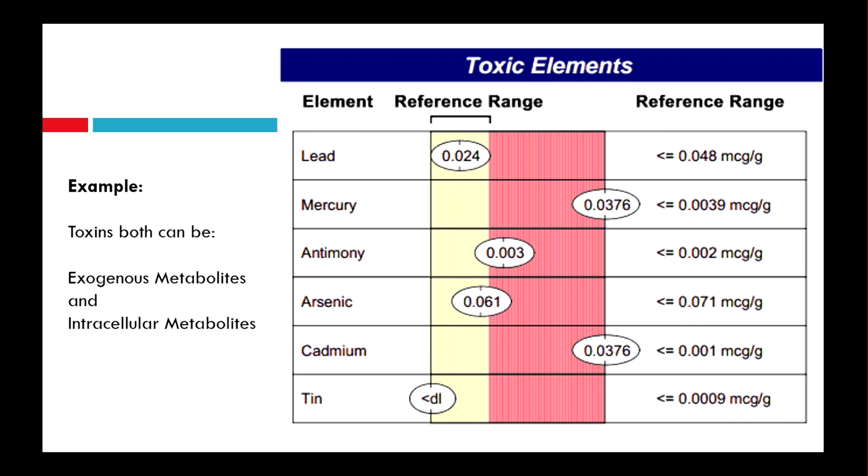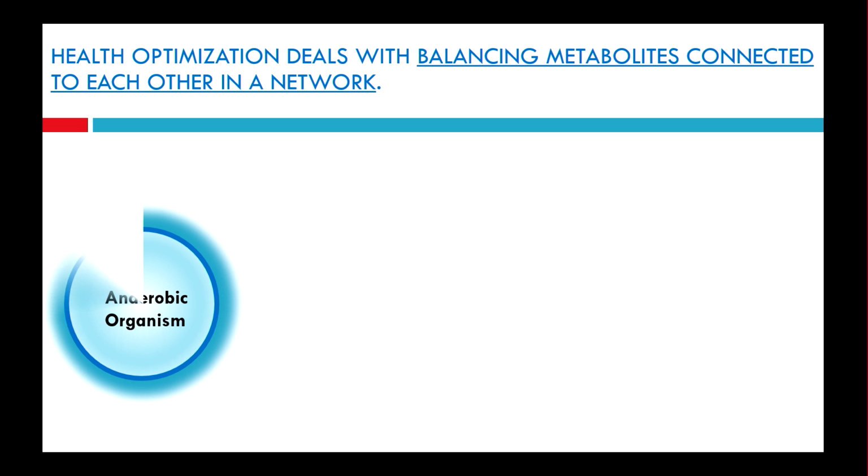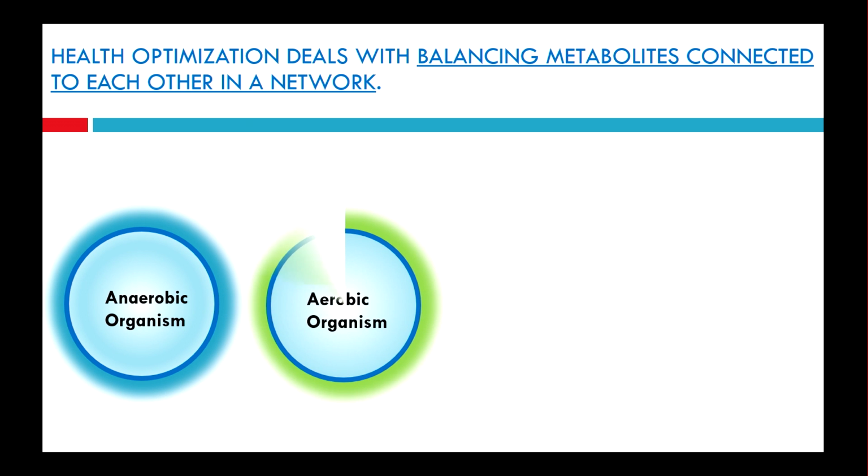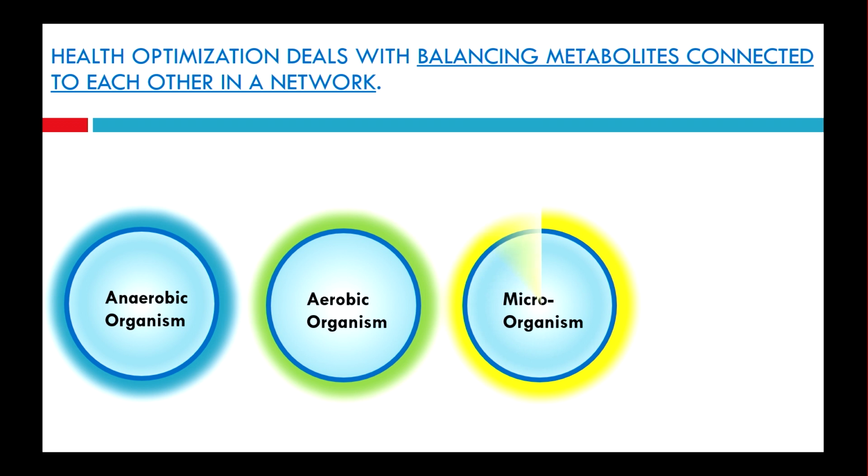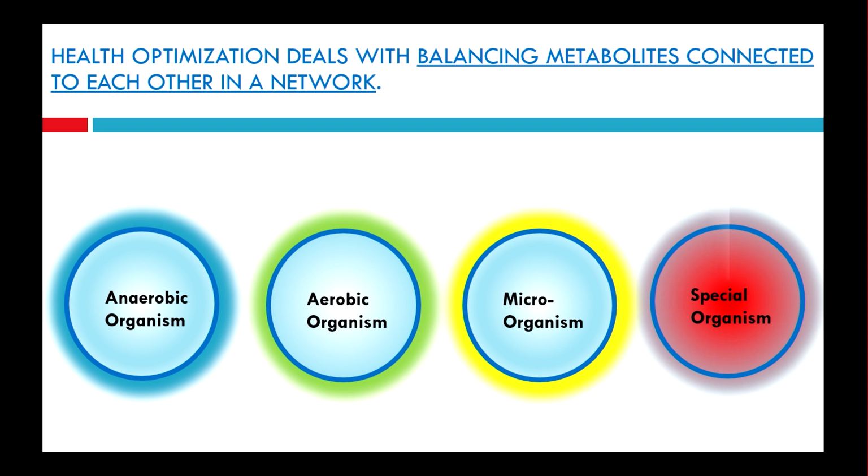This is a result of an actual patient where they open up a red blood cell, and of course, they find high mercury levels and high levels of cadmium, right? Now, as I said earlier, health optimization deals with balancing metabolites connected to each other in a network.